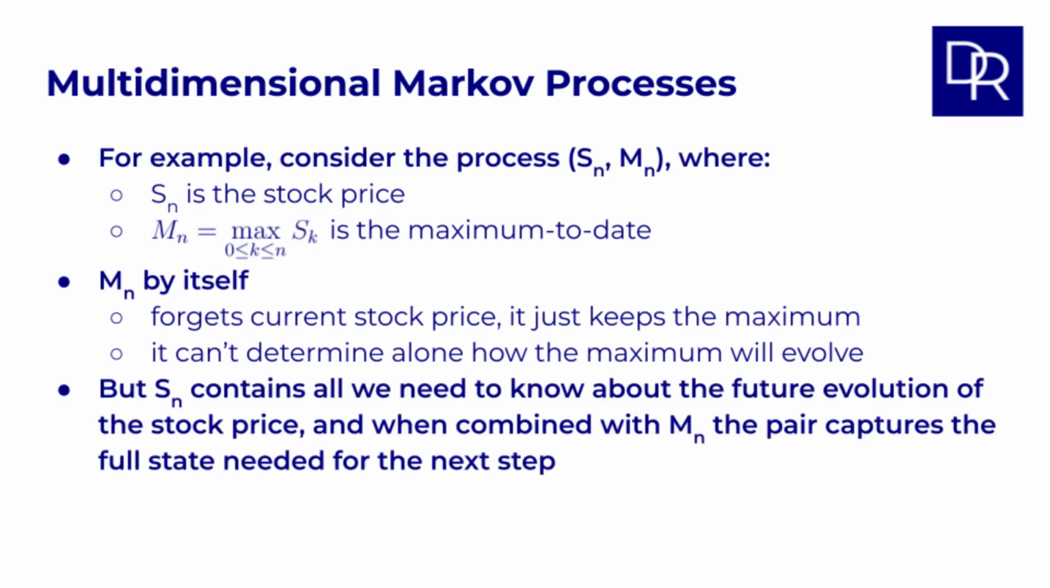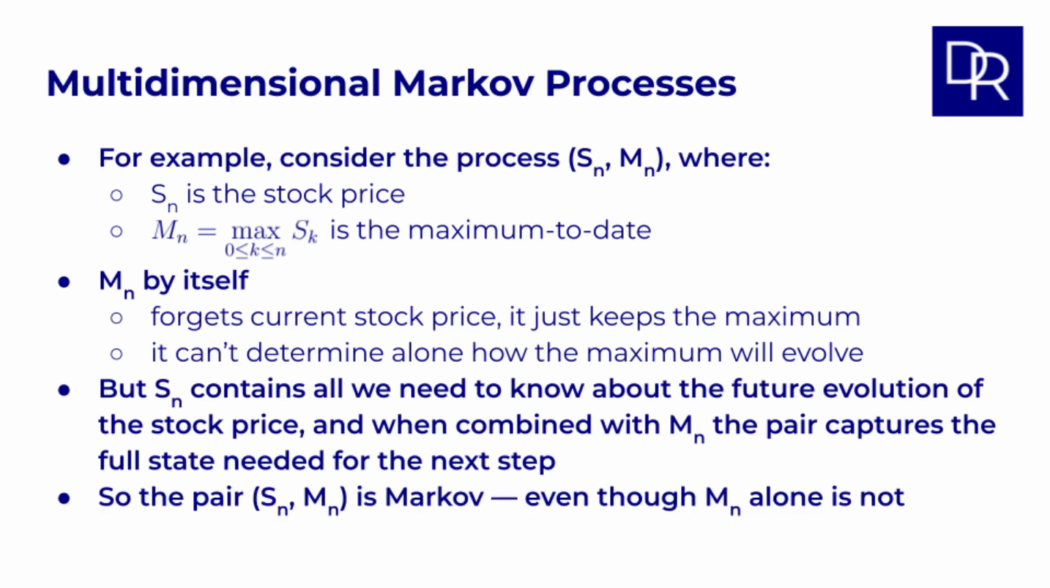But Sn contains all we need to know about the future evolution of the stock price, and when combined with Mn, the pair captures the full state needed for the next step. So the pair of Sn and Mn is Markov, even though Mn alone is not.